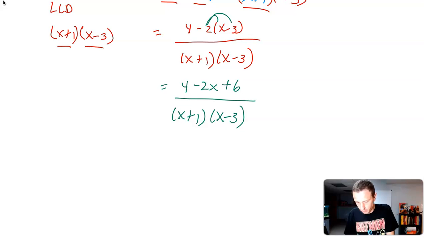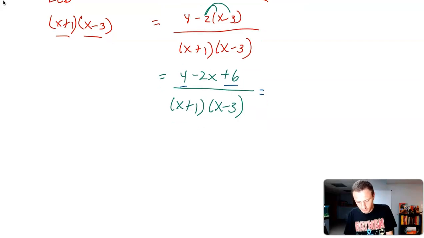Let's simplify this down a little bit. So I see just a 4 plus 6 up here. So let's simplify that. So 4 plus 6 is 10. I'm going to write this as negative 2x plus 10 over x plus 1, x minus 3.